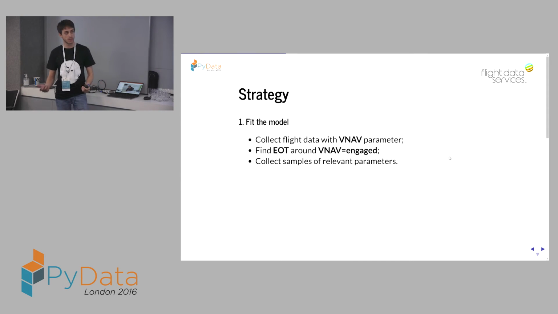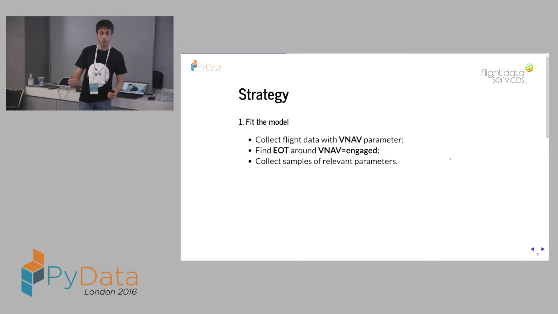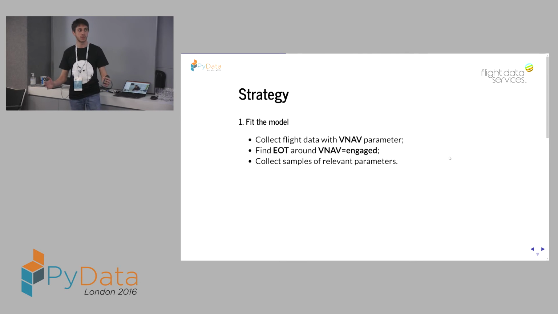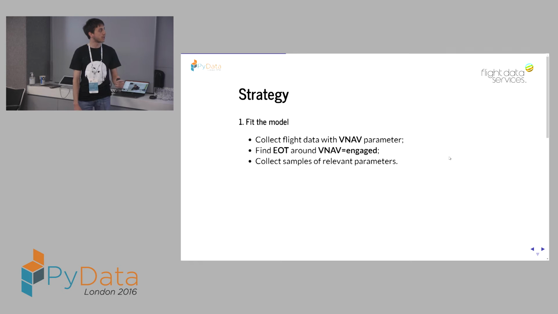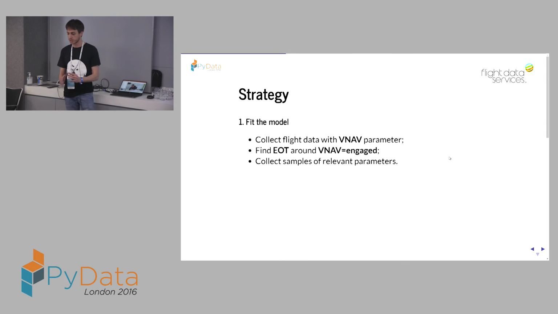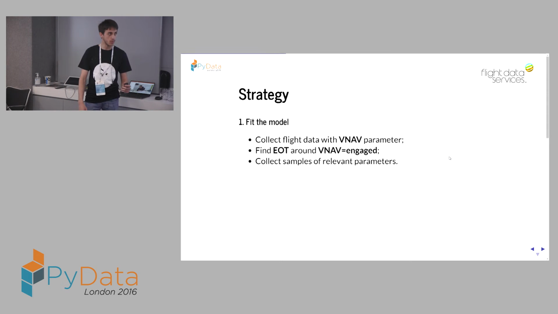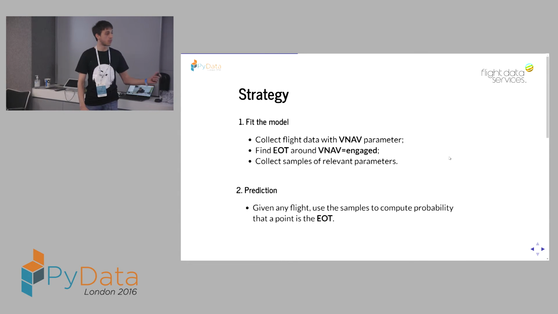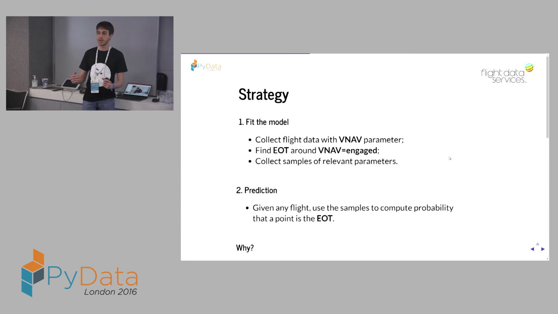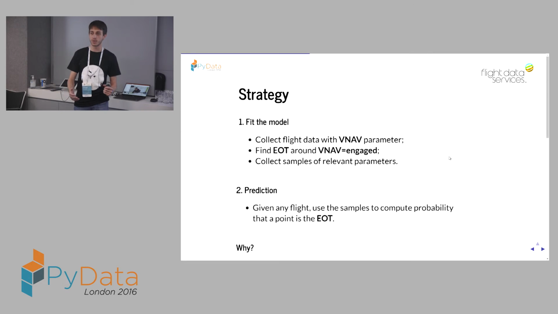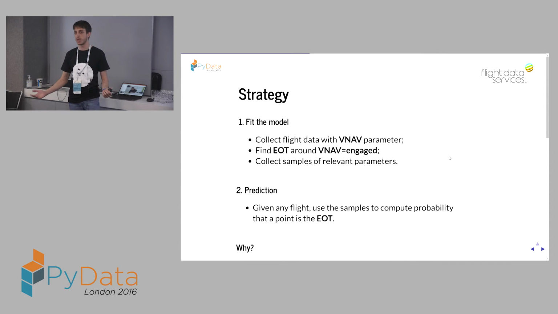What's the strategy? As I said before, we have a two-step model. First of all, we create our probabilistic model and fit it. So we collect the parameters that we want, and we detect the vertical navigation engaged, and we just look at a window around it, because we know that the end of takeoff will happen around that point. We run our model and collect samples for each flight, and then we collect all the samples and use them to predict the end of takeoff probability for different flights. Why do we have a two-step model? Because not all flights have vertical navigation, and sometimes the vertical navigation parameter may just fail.